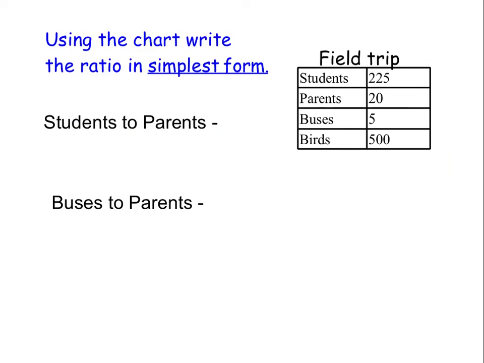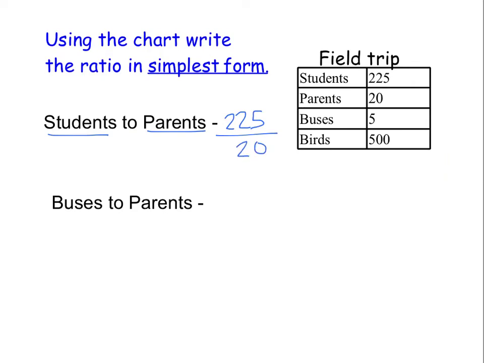All right, you're going to have a lot of problems like this in your assignment. This you'll also see on your next test. It says use the chart, write the ratio in simplest form. So I'm looking for students to parents. I'm going to look for the number of students, which is 225, and the number of parents, which is 20.